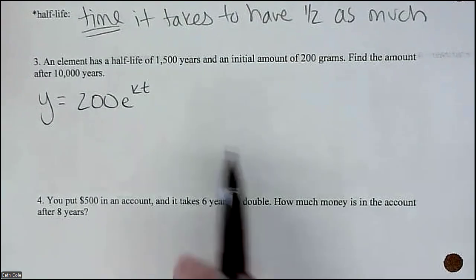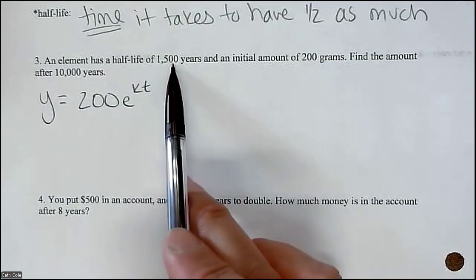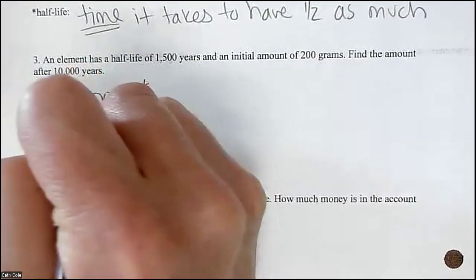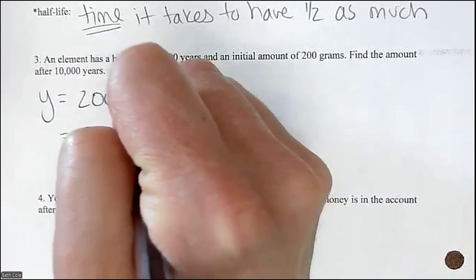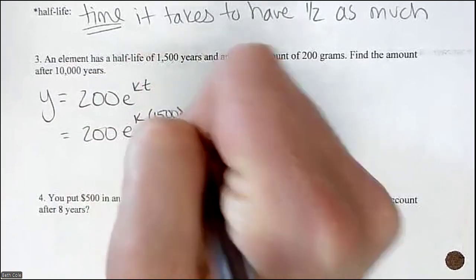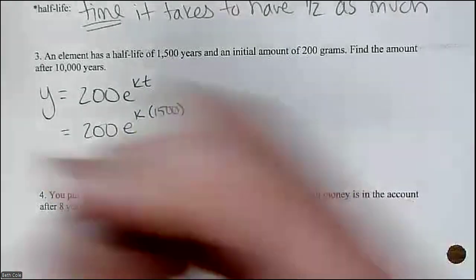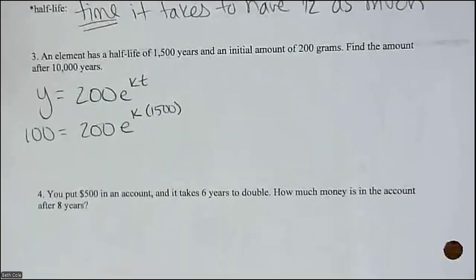Now, again, what's important to remember is this is time. So that 1500 is going to get put in for T. And I left the Y blank because we do have to put a number there, but it's not given in the problem. However, I believe in my heart you can figure it out. If we started with 200 grams and it's a half-life, how many grams do we end up with? 100. Half as much as you started with.